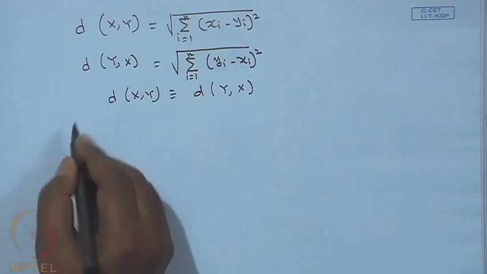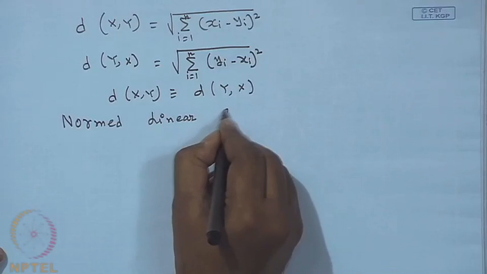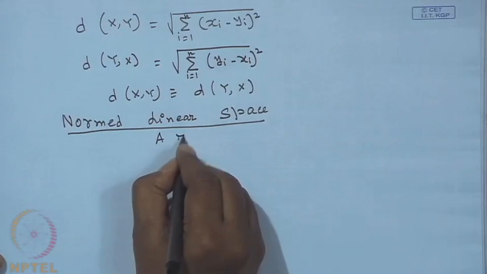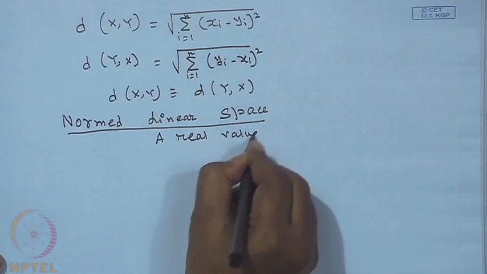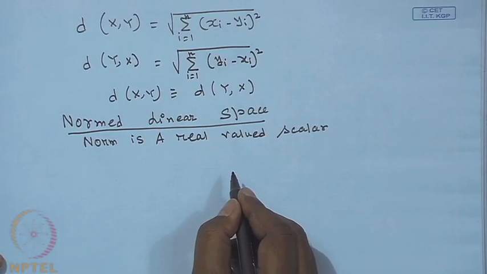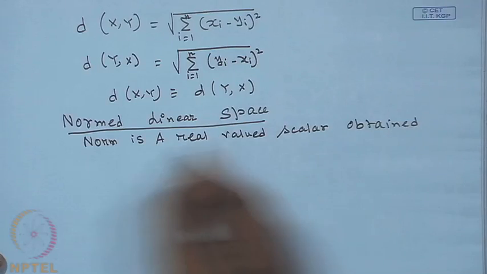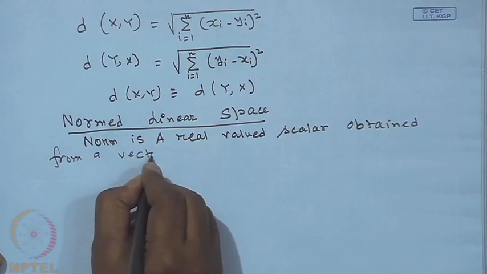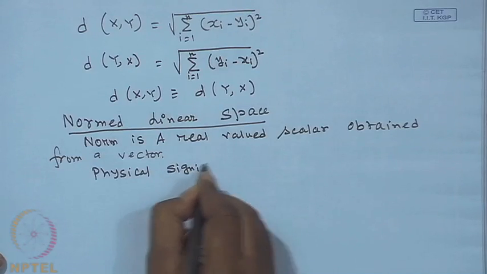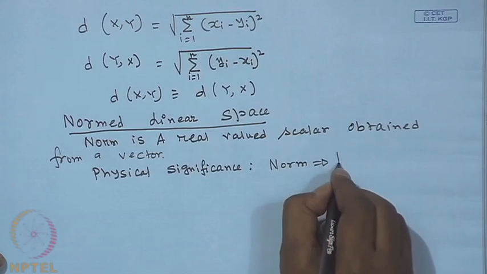Then we talk about normed linear space. Next vector space is normed linear space. This is again a real norm, which is nothing but a real valued scalar obtained from a vector. Its physical significance is that the norm represents the length of the vector.